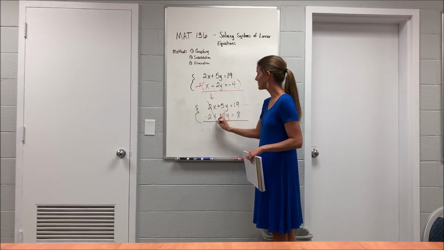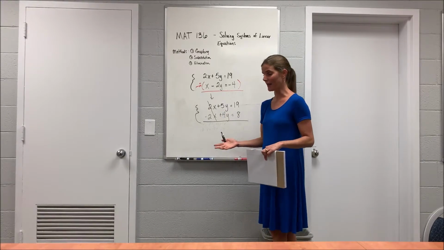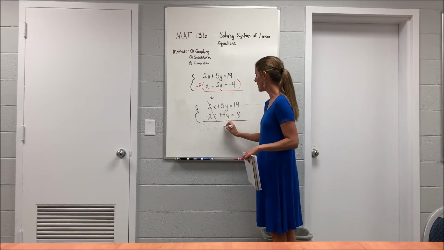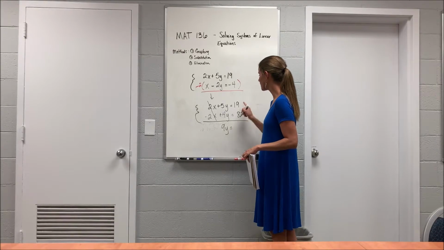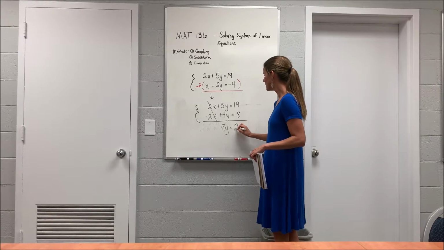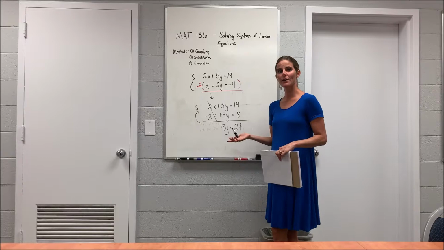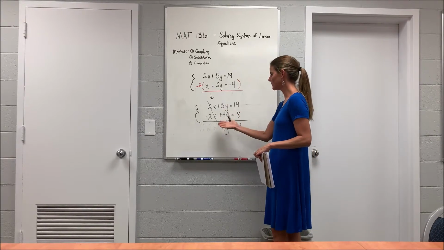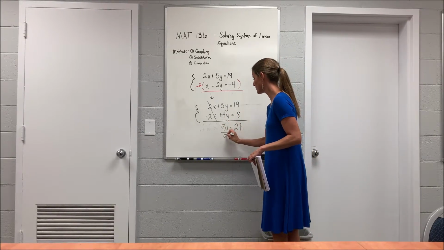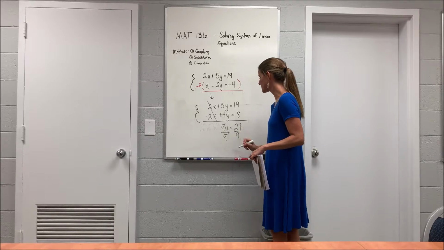2x minus 2x, those cancel, so eliminating those. 5y plus 4y is 9y equals 19 plus 8 is 27. And then look how easy that was. I got opposites, one of them canceled out, and that is super straightforward to solve. I just divide by 9 on each side and I get y equals 3.